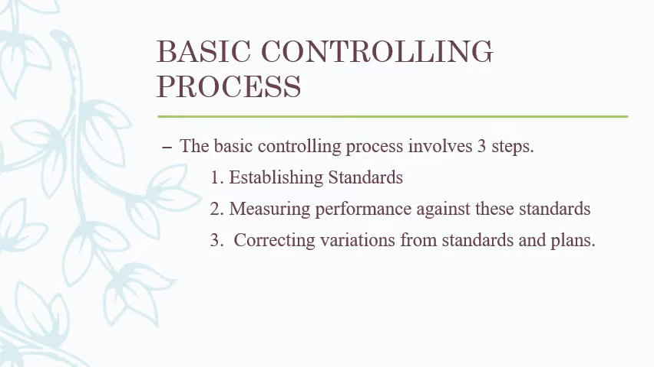Next, we can see the basic controlling process. The basic controlling process mainly involves three steps. First one is establishing standards. Second one is measuring performance against these standards. Third one is correcting variations from standards and plans. Let's see the basic controlling process in detail.